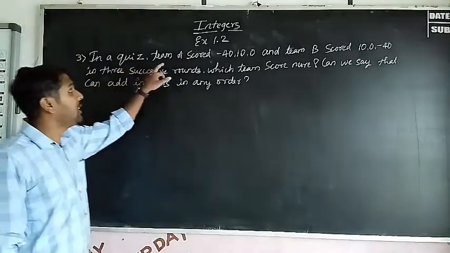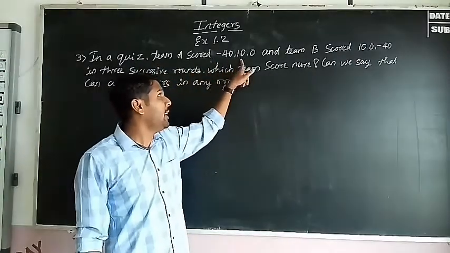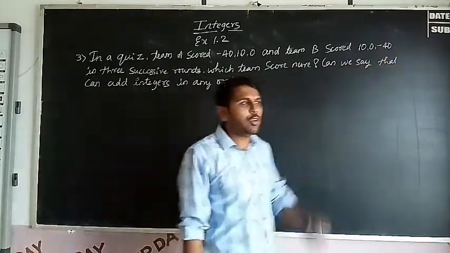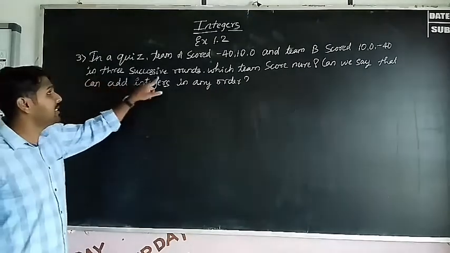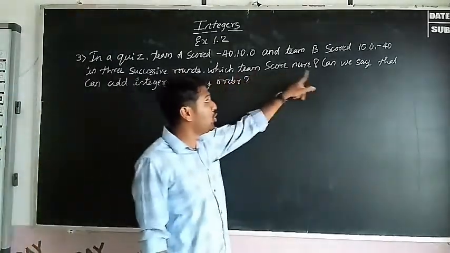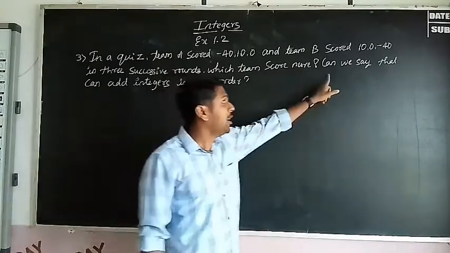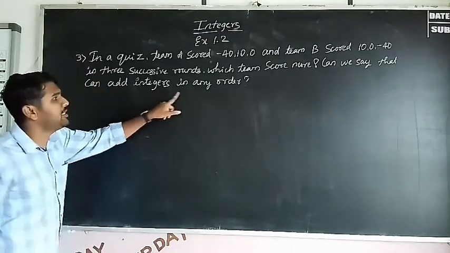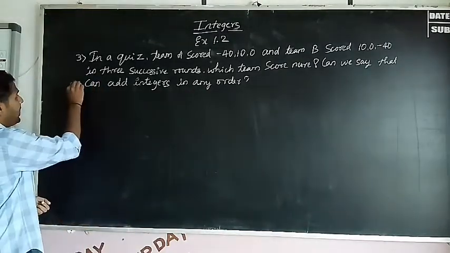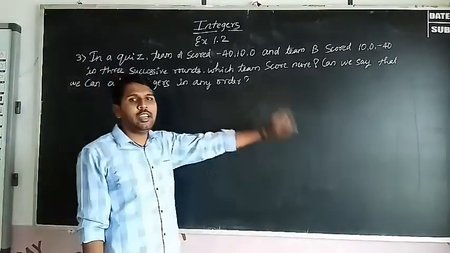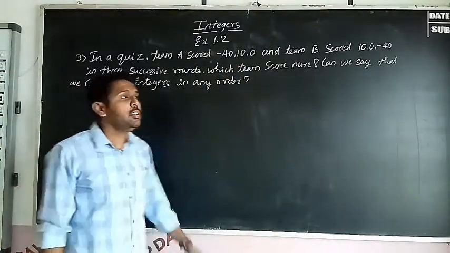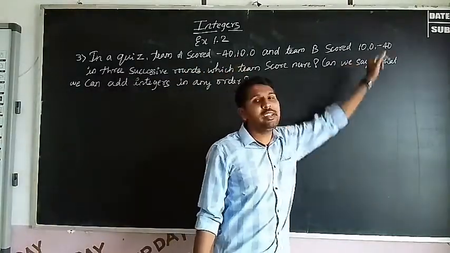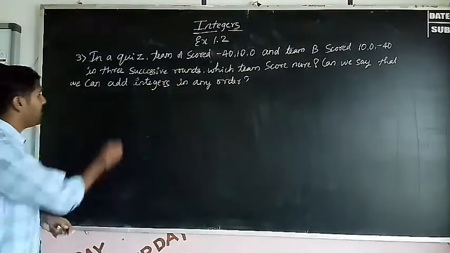In a quiz, team A scored -40, 10, 0, and team B scored 10, 0, -40 in the three successive rounds. Which team scored more? So this is the first question. Can we say that we can add integers in any order? So this one is, we can add integers in any order. So first solve the first sub-question. Team A scored minus 40, 10, 0. Team B scored 10, 0, minus 40. So how to solve this one first?